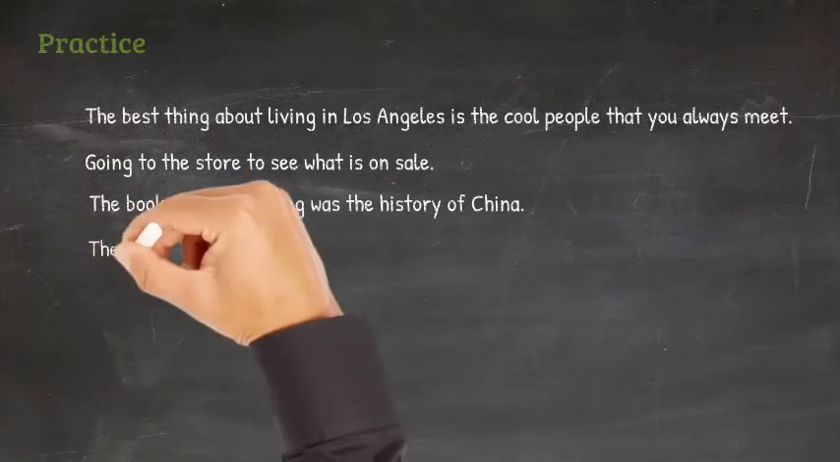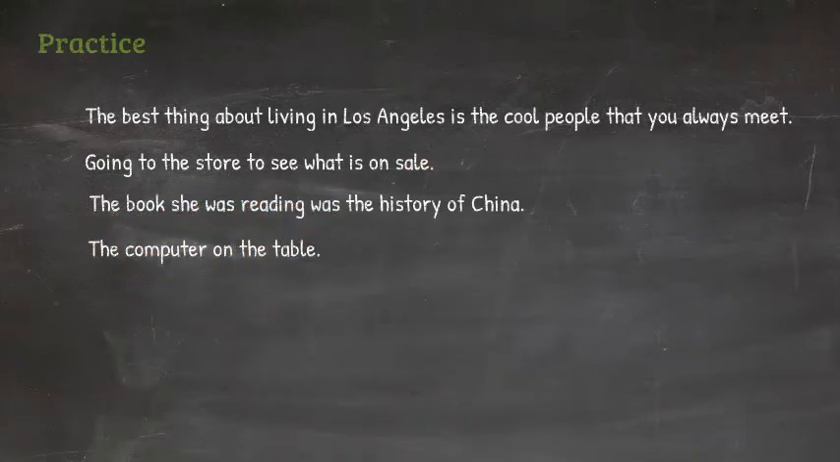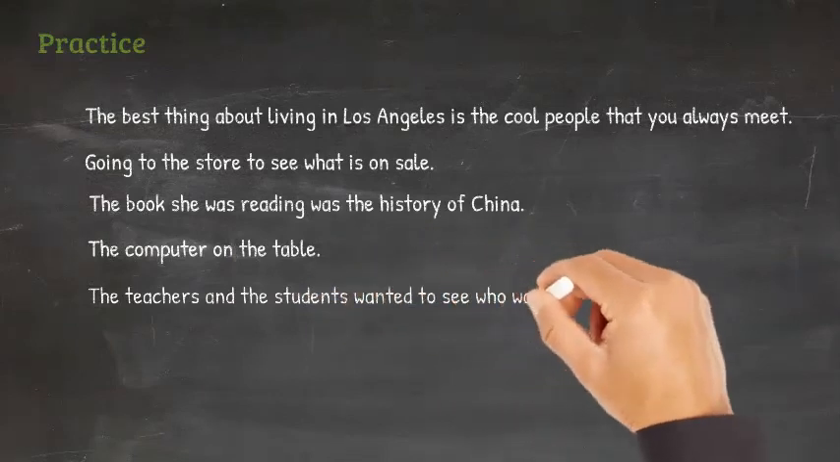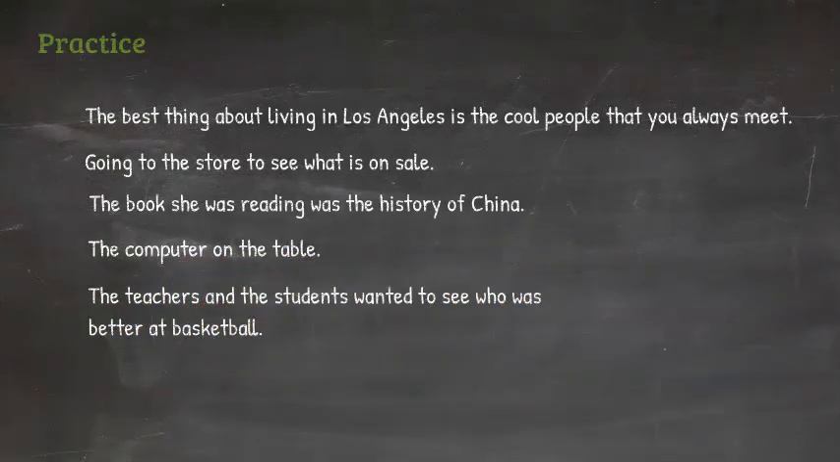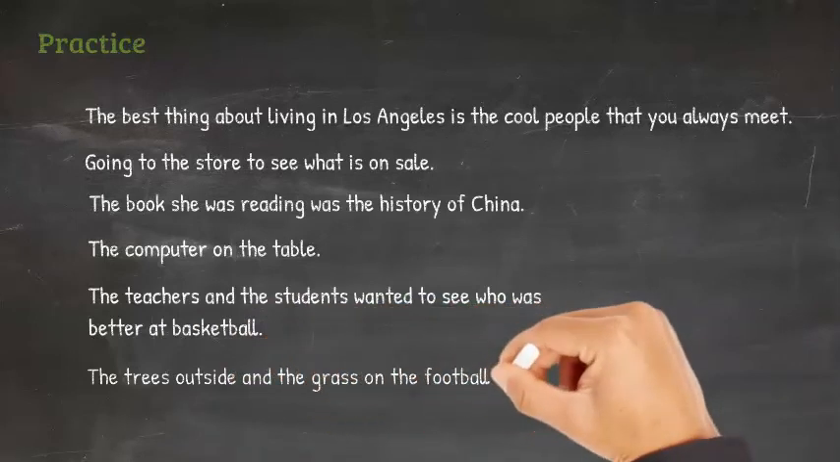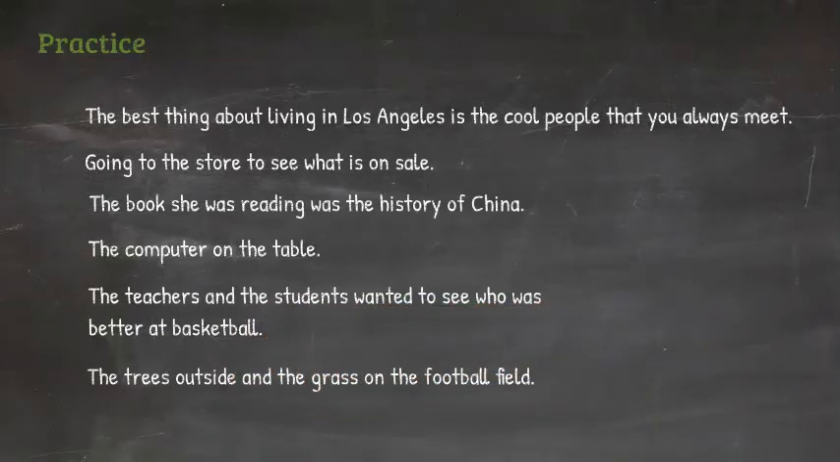Number 4, the computer on the table. Number 5, the teachers and the students wanted to see who was better at basketball. And number 6, the trees outside and the grass on the football field. I'll give you a few minutes to complete the exercise.